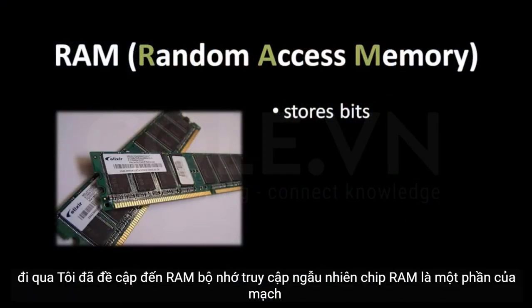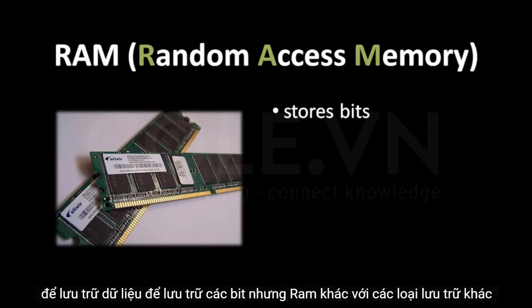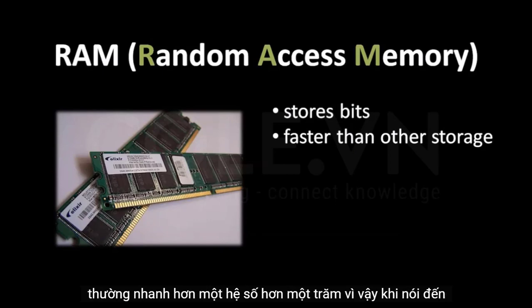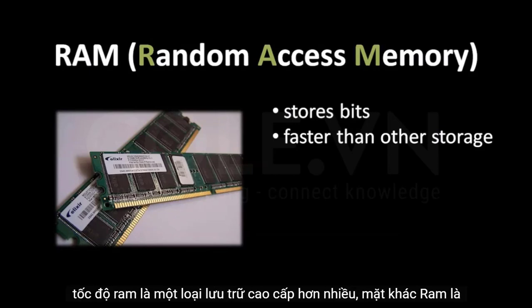Earlier in passing, I mentioned RAM, random access memory. RAM chips are pieces of circuitry for storing data, for storing bits, but RAM differs from other kinds of storage. First off, RAM is much, much faster. It's far faster than, say, your hard drive, typically faster by a factor of more than 100. So when it comes to just speed, RAM is a far superior kind of storage.